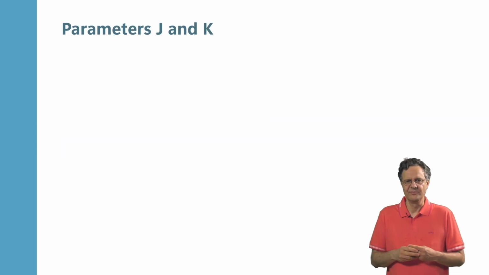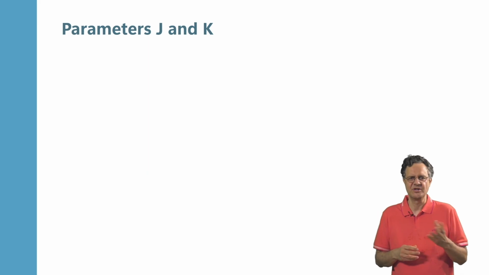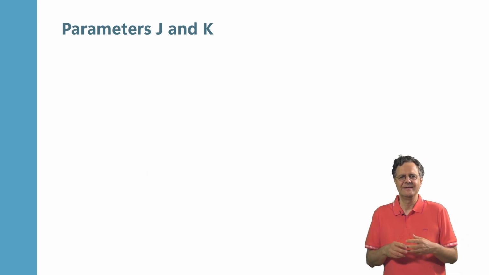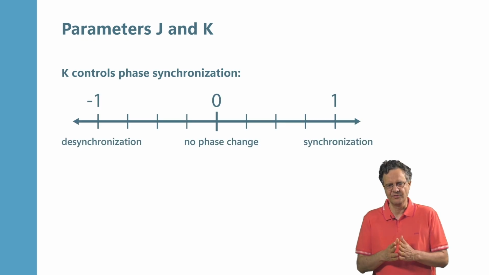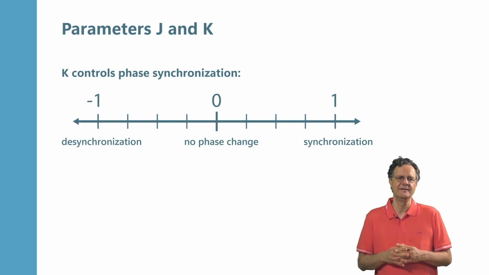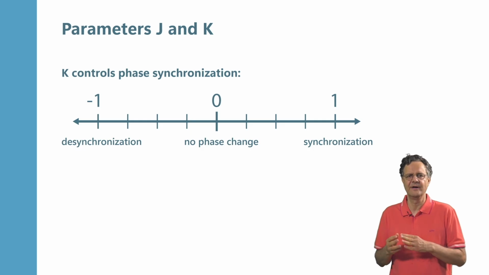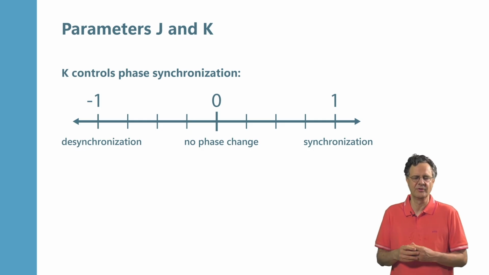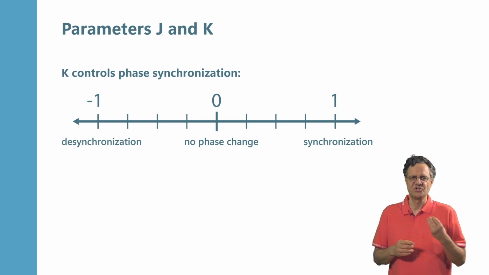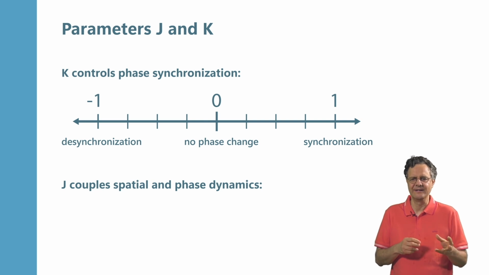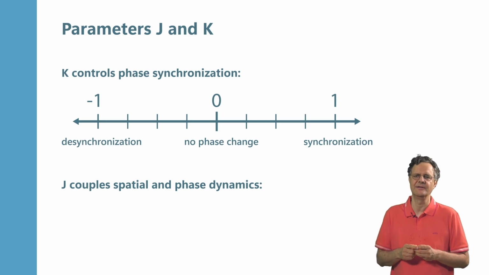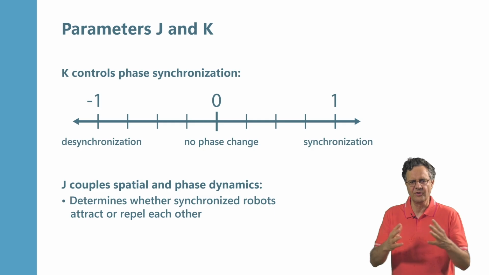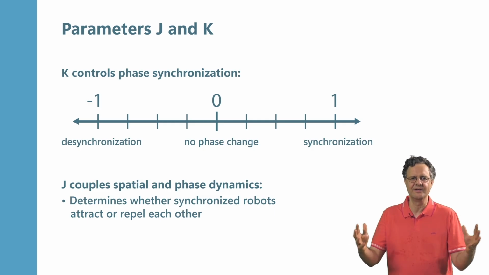Swarmalator systems are controlled by two parameters, J and K. The parameter K is responsible for the synchronization of the system. If K is 0, nodes do not change their phase. If K is positive, they will synchronize. If K is negative, they will desynchronize. The parameter J determines the coupling between synchronization, so temporal coordination, and spatial coordination. It basically tells us whether nodes that are already synchronized also spatially attract or repel each other.